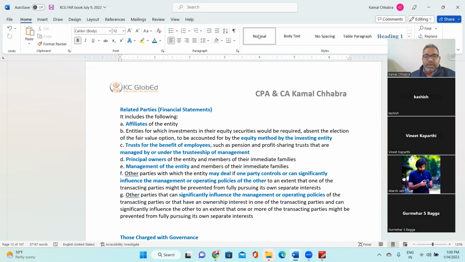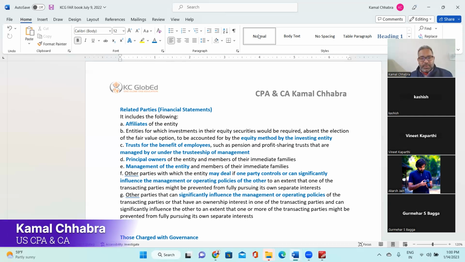The last one is other parties that can significantly influence the management or operating policies of the transacting party, or that have an ownership interest in one of the transacting parties and can significantly influence the other party to the extent that one or more transacting parties might be prevented from fully pursuing their own interests. So where one party has significant influence, it may be an individual, a firm, a trust, or any other business entity that can influence the other company in taking the decision for any particular transaction. Maybe, let's say, purchase of raw material.